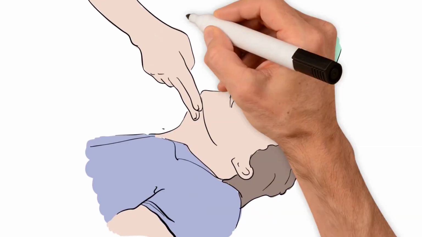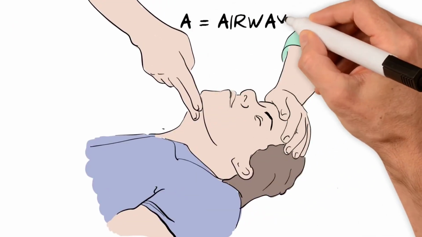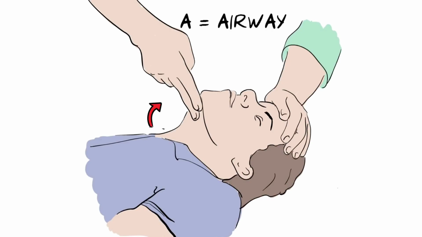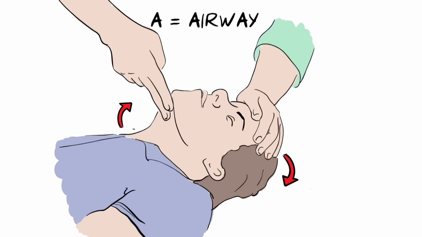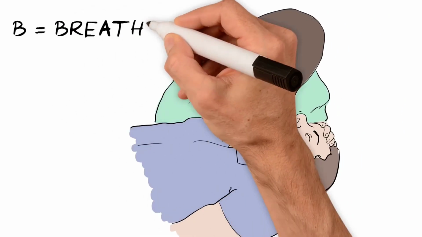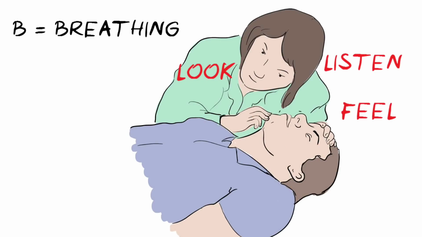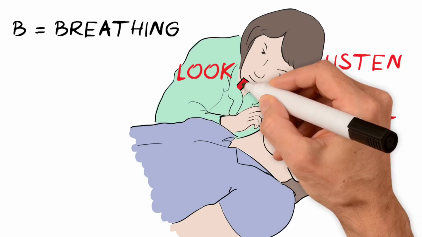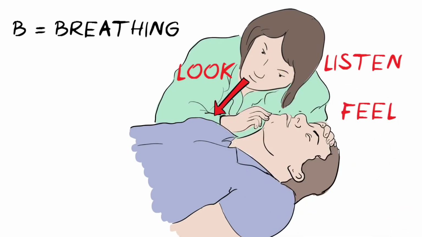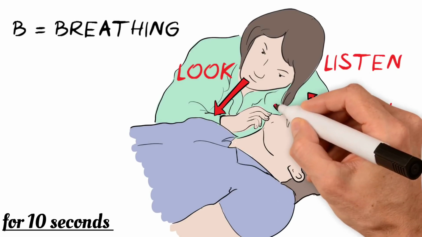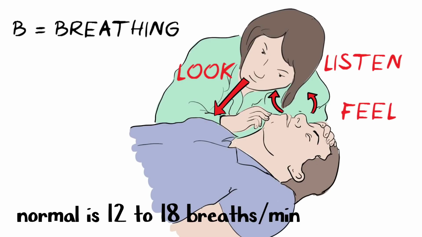Then open the airway by putting one hand on the forehead and gently tilting the head back with two fingers under the chin to check any airway obstruction. Check to see if breathing normally. We do this by placing our ear and cheek over their nose and mouth, looking down to the body, to see if their chest rises and falls. We do this for 10 seconds. The normal range is 12 to 18 breaths per minute.